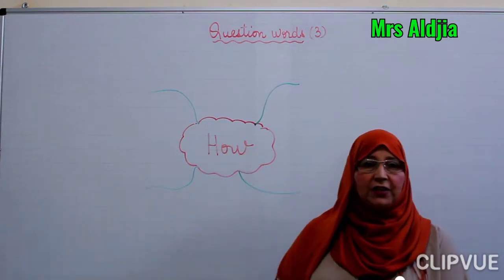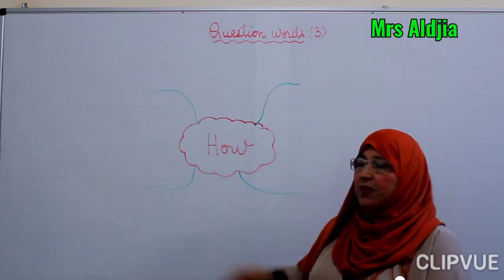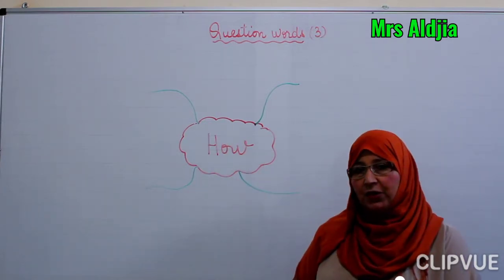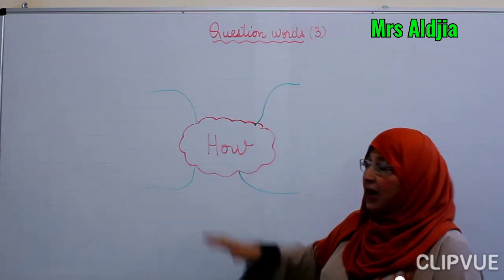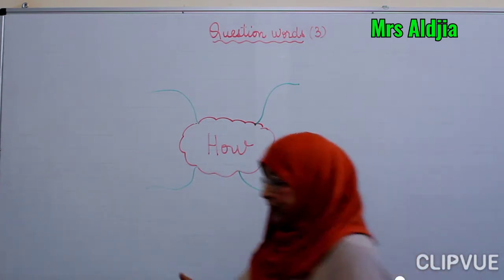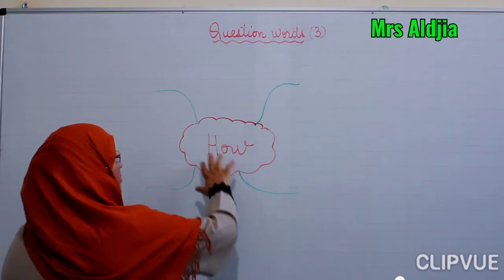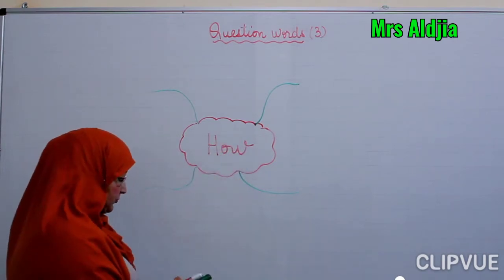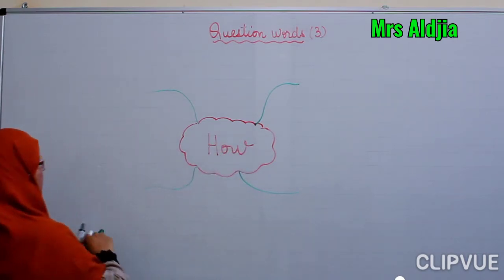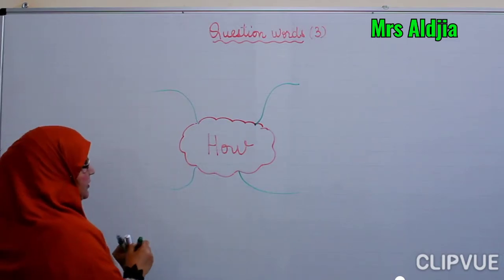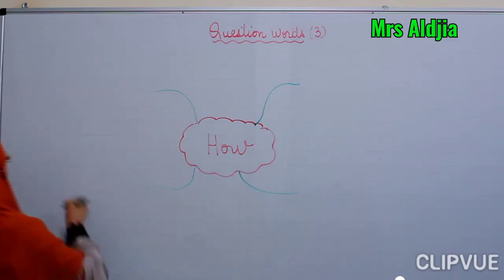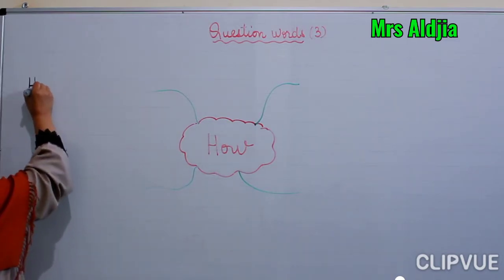We will draw a mind map. This is the central idea. Then we are going to see the other ideas. Okay. So how can we use how, only how alone? Okay, let's write it here. How, for example, we can say, how are you?